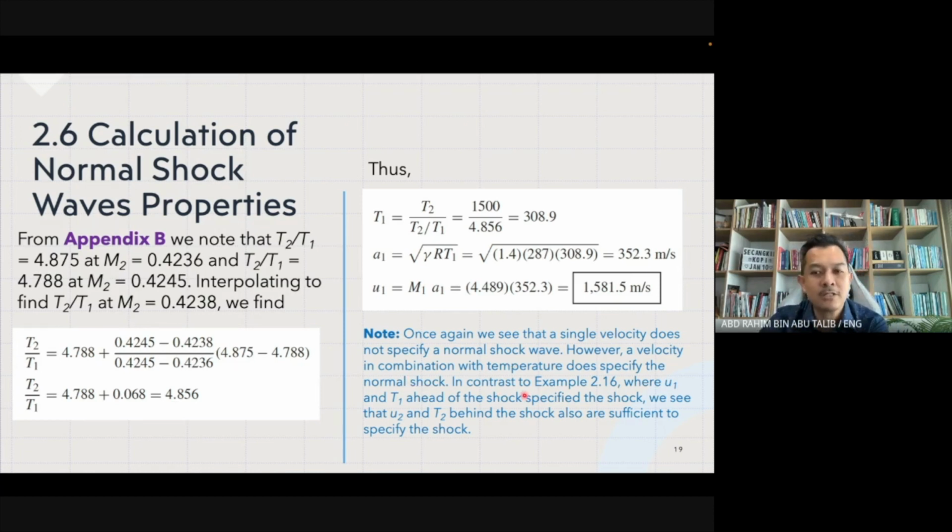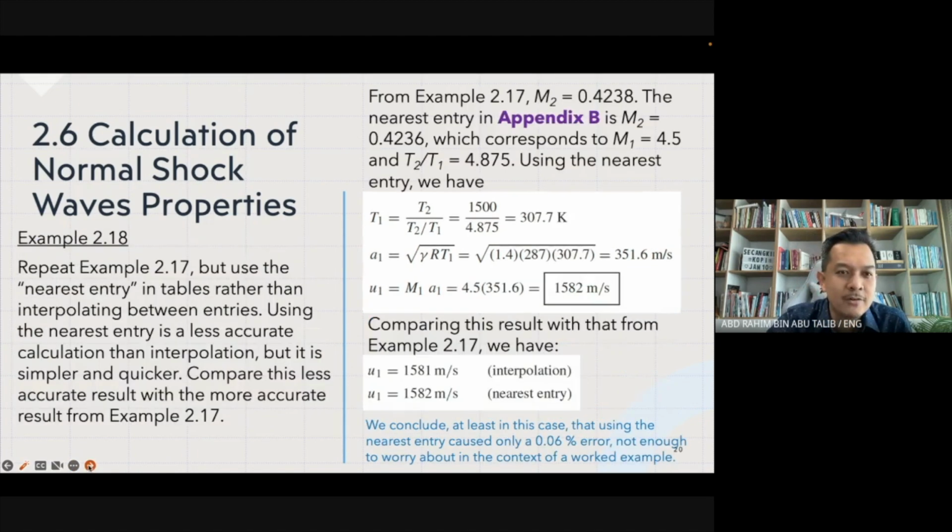Then you can specify the normal shock. In contrast to example 216 earlier, where U1 and T1 ahead of the shock specified the shock, we see that U2 and T2 behind the shock are also sufficient to specify the shock. All right, next, example 218.